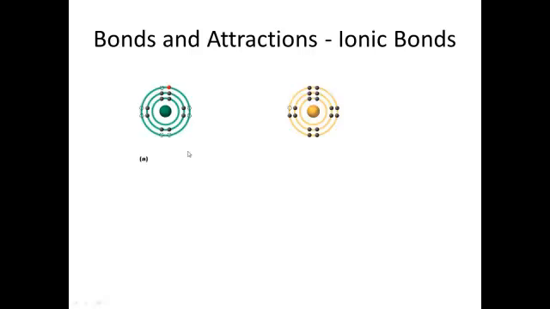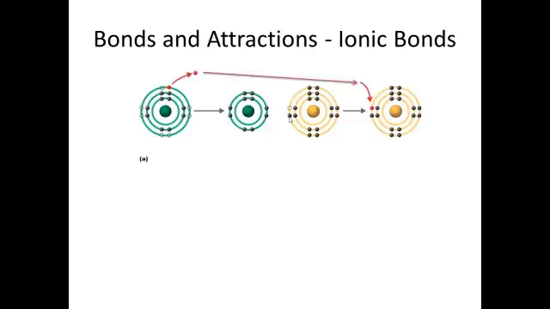Now the more stable configuration would be for sodium to lose that extra outside electron and for chlorine to pick up 1. So what happens is chlorine takes that extra electron from sodium. Now it has 1 more electron than it has protons. That means it has a negative charge. Sodium has 1 fewer electron than it has protons. That gives it a positive charge.